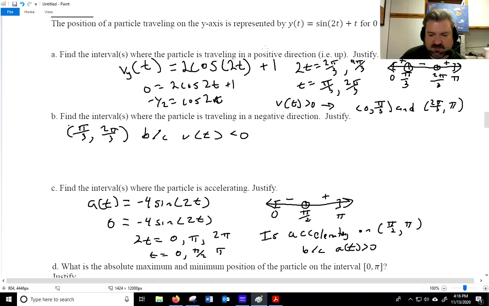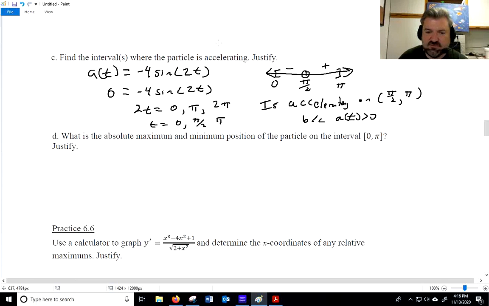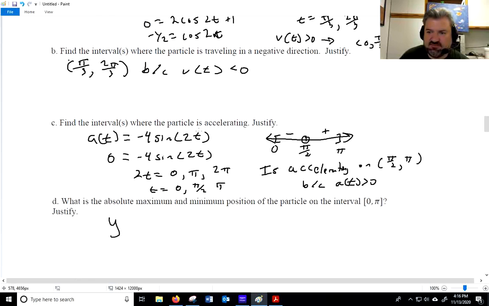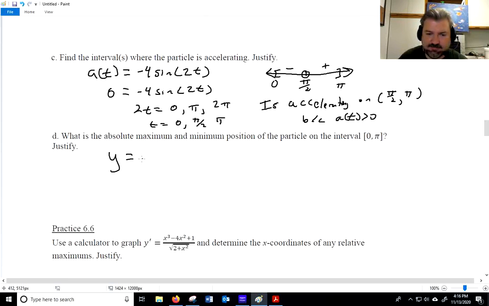What is the absolute maximum and minimum position of the particle on the interval from 0 to pi? Well, to do that, we need to evaluate the position at our critical numbers pi over 3 and 2 pi over 3 when the velocity equals 0. When velocity equals 0, if something's going up and then comes back down, its maximum height occurs when that velocity is 0, that stasis point. So we want to evaluate position, y of t. I think we were starting with y of t, right? Y of t is sine 2t plus t, and we're doing that over the interval from 0 to pi.